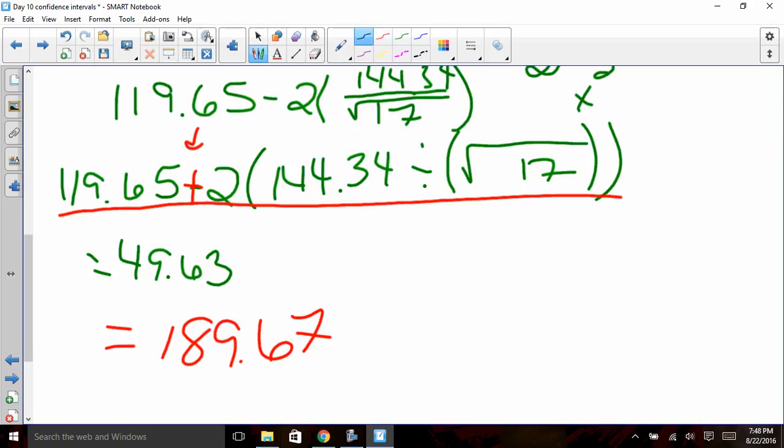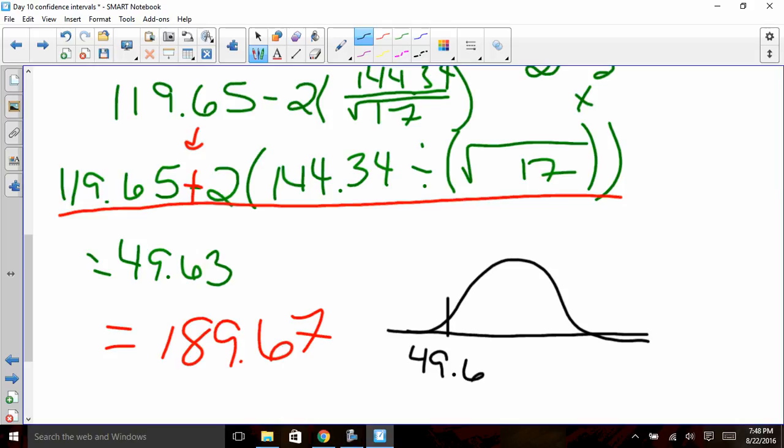So then, again, we're doing a confidence interval. Stuff is normally distributed. So 95% of the time, I will see some sort of alcohol or tobacco anywhere between 49.63 seconds and 189.67 seconds in Disney movies from the years 36 to 97.